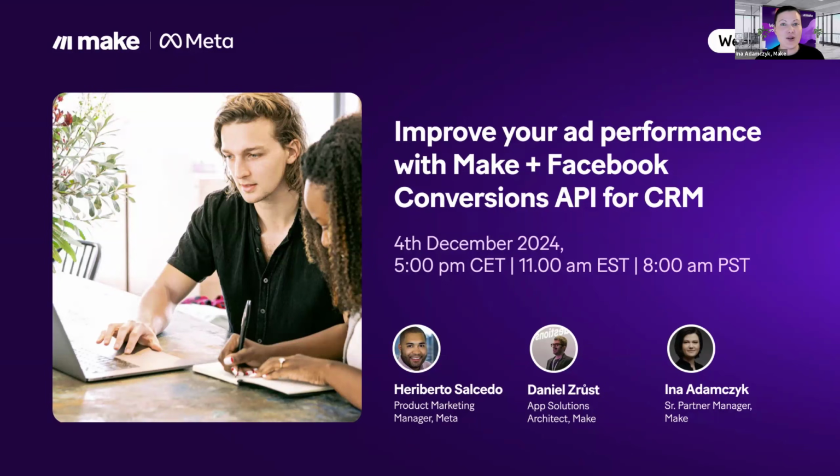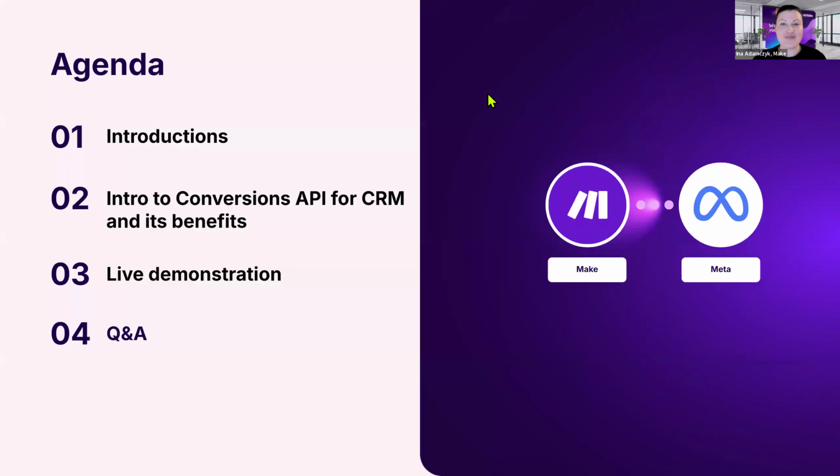Let's take a quick look at today's agenda so you know what to expect. First, Heriberto will dive into Meta Conversions API for CRM: what it is, how it works, and the key benefits for optimizing your ad performance. Then Daniel will showcase a live demo of how to use Make to set up the Conversions API seamlessly for your CRM integrations. After that, we will open the floor for your questions, so do not hesitate to drop them into Q&A. With that, let's get started. Heriberto, over to you to walk us through Conversions API for CRM.